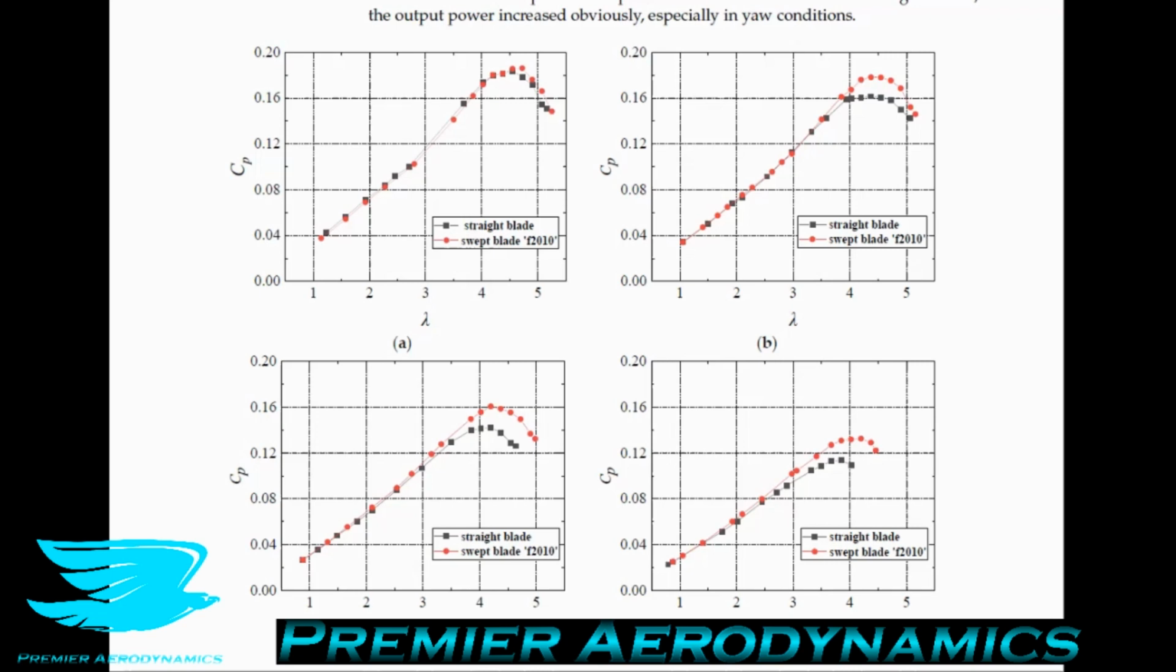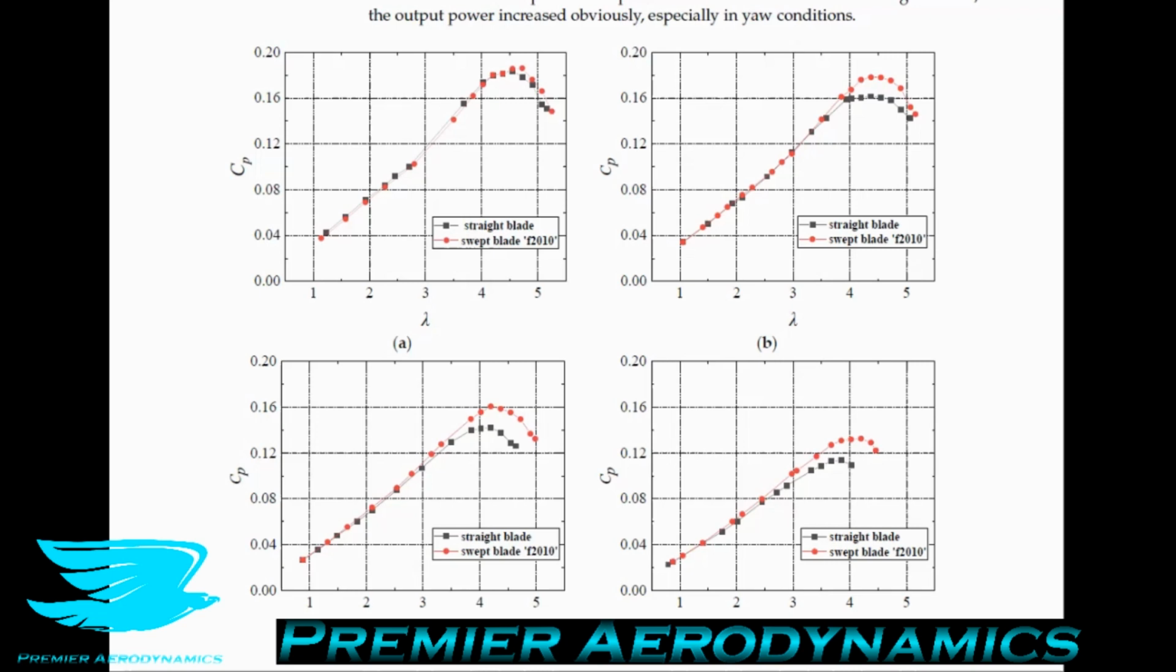For example, the output power of the wind turbine with the swept blades F2010 began to increase at tip speed ratios of 4.5, 3.5, 2.5, 1.5, respectively, in the 4 yaw conditions, indicating that the larger the yaw angle is, the greater the improvement range of the wind turbine output power is. So in other words, as the yaw angle of the oncoming flow increased, the tip speed ratio at which the swept blades become better than the straight blades became lower and lower.